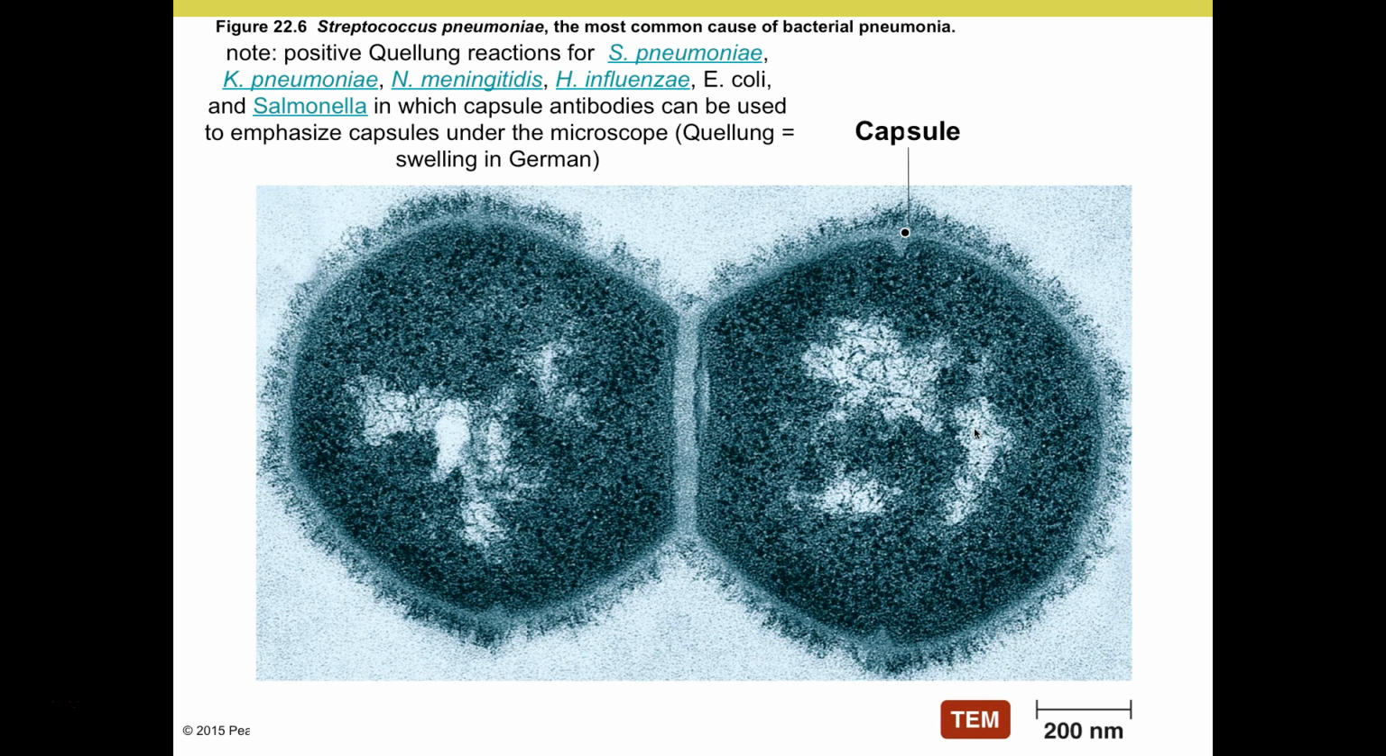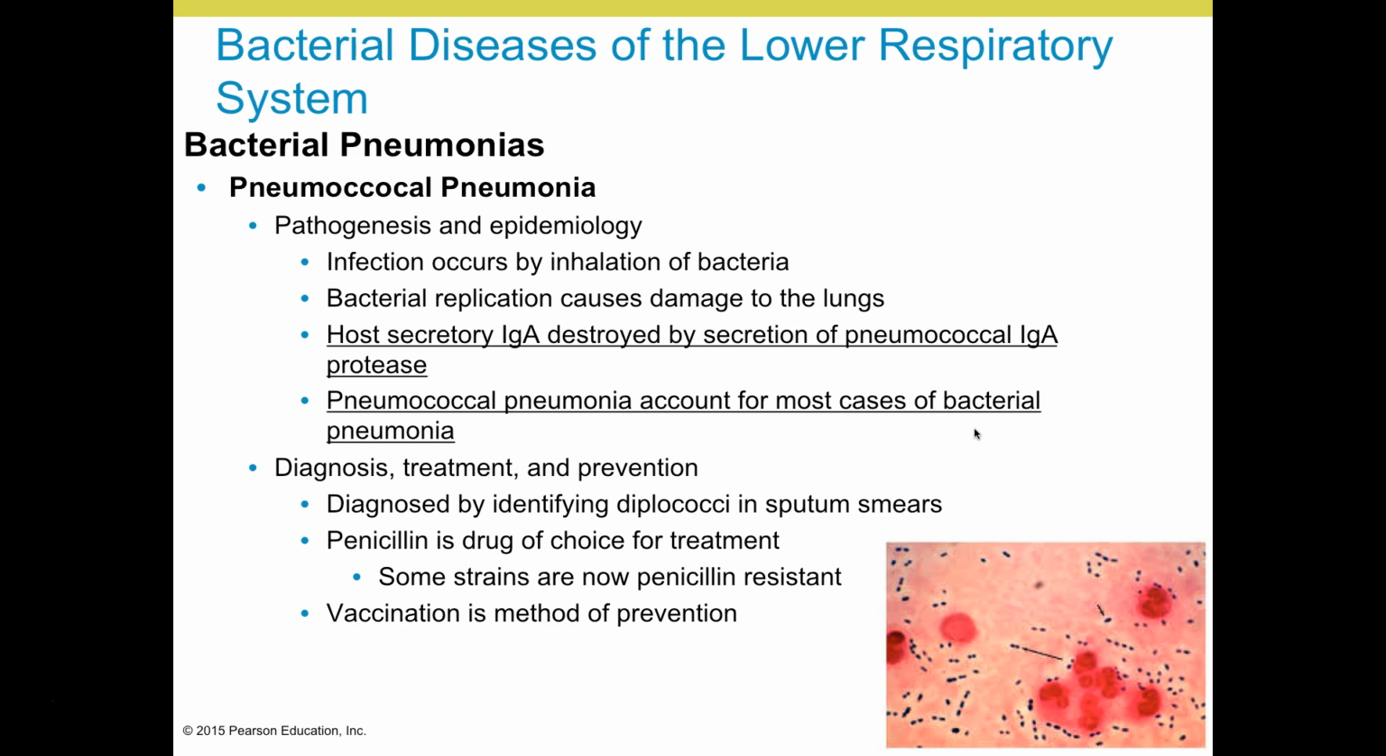And here is the capsule, and again, this is a transmission electron microscope slide. You cannot see this under the normal microscope, or rather the light microscope. This pneumococcal pneumonia, okay, you inhale the bacteria through respiration, of course, and the host's immunoglobulin A is destroyed. IgA protease is the one that destroys your immunoglobulin. That's the enzyme.